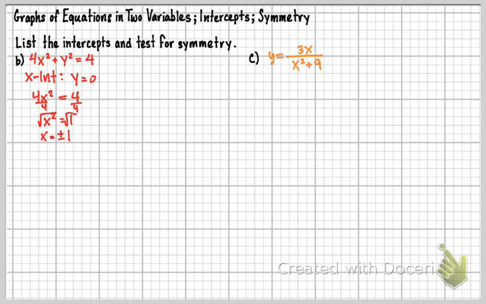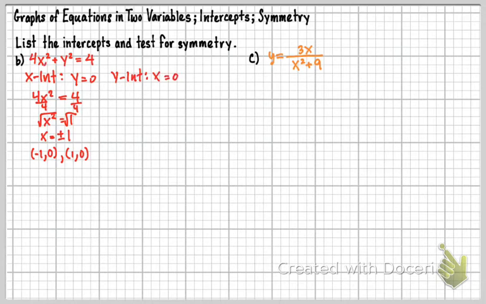And x is going to equal plus or minus 1, because remember, when I square root, it's plus or minus. The square root of 1 is 1 because 1 times 1 is 1. And this is going to give me 2 points here because I got the plus or minus, and my x is negative 1. So negative 1, 0, or 1, 0. So those are my two x-intercepts. Now I'm going to do my y-intercepts.